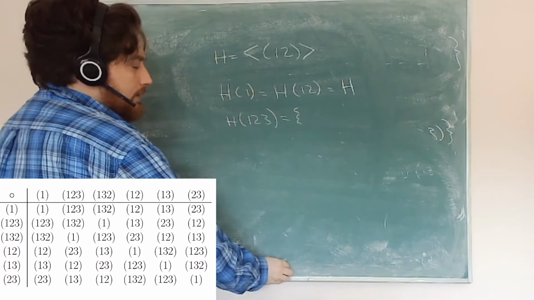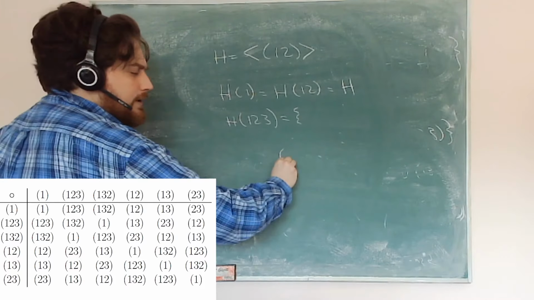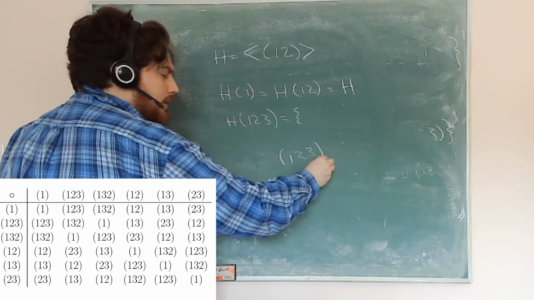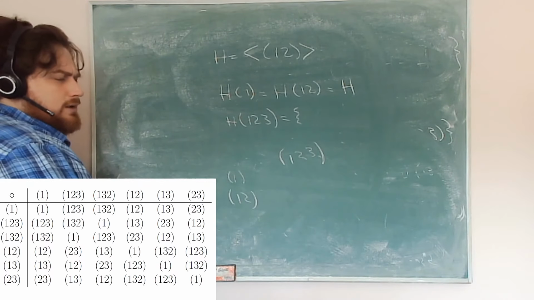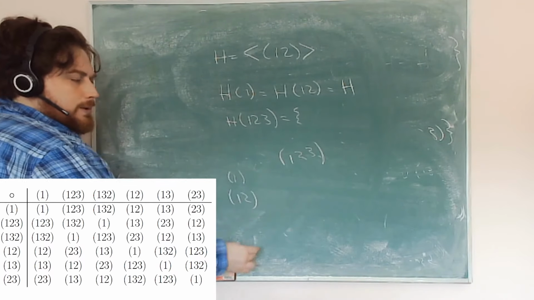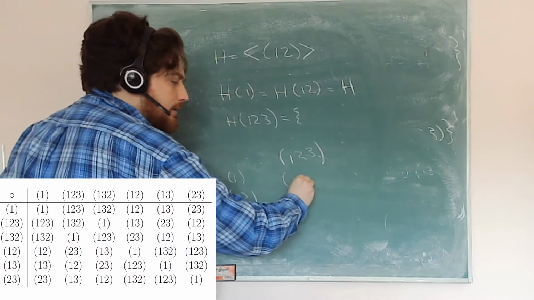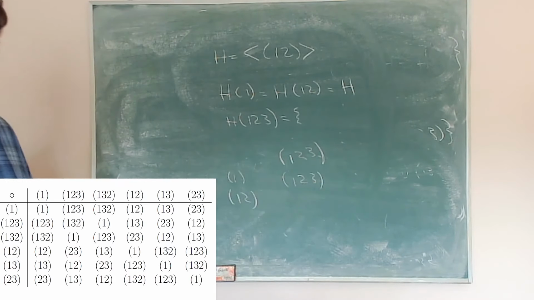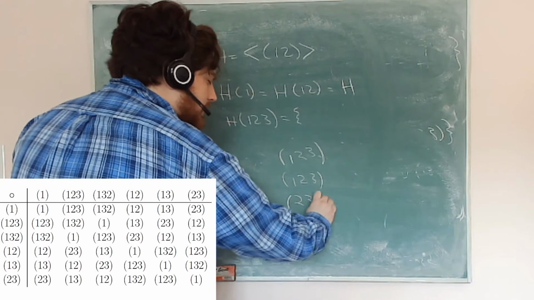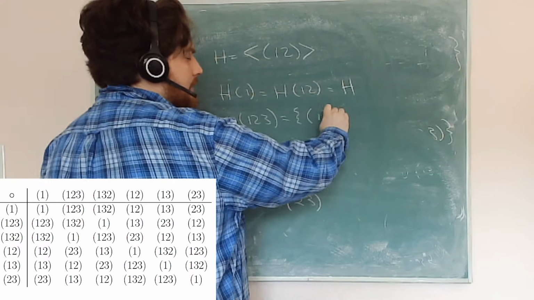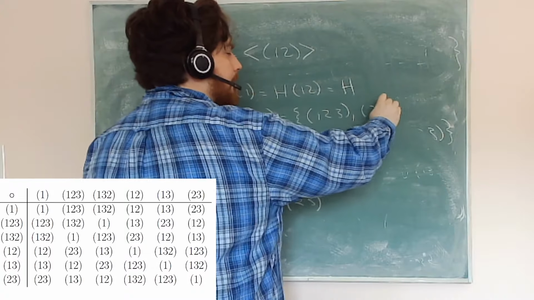So to find this set, notice that (1 2 3) is on the right, so I'm going to make the column (1 2 3). On the left is 1 and (1 2). So I'm going to find what corresponds to these in the Cayley table. So 1 composed with (1 2 3) is (1 2 3), and (1 2) composed with (1 2 3) is (2 3). So this would be the set {(1 2 3), (2 3)}.